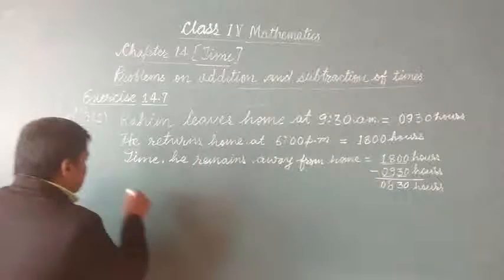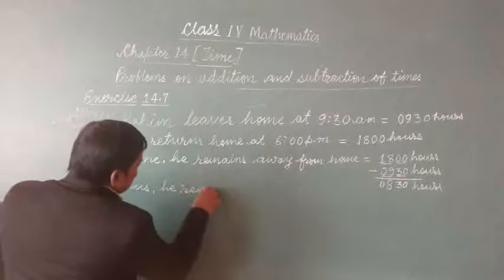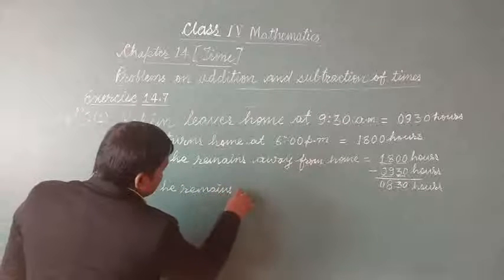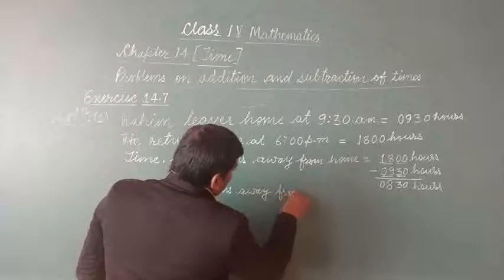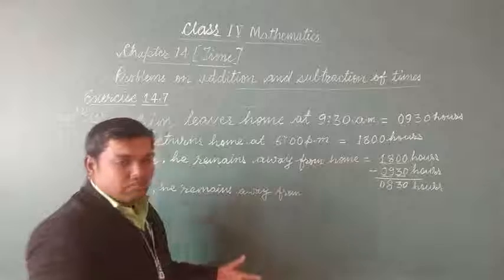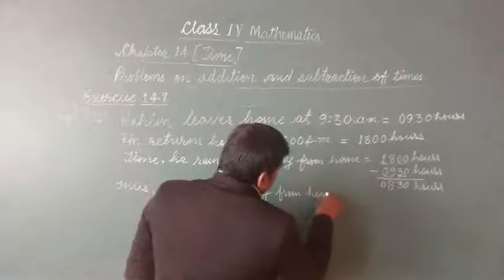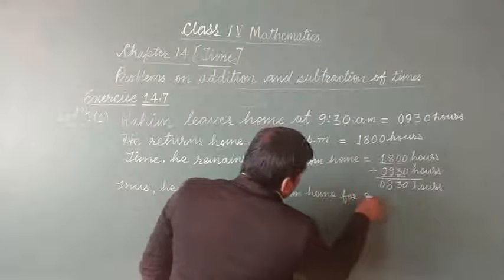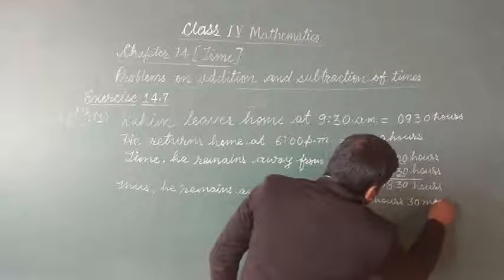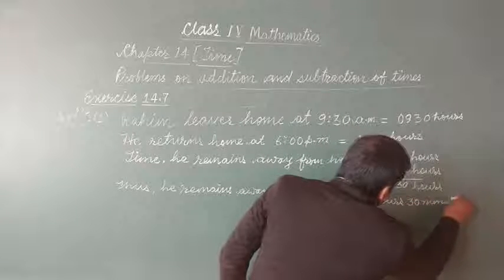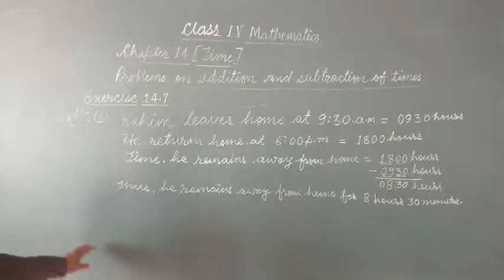Okay, so we write thus he remains away from home, or outside from home, both you can write. He remains away from home for 8 hours 30 minutes. So this is the required answer.